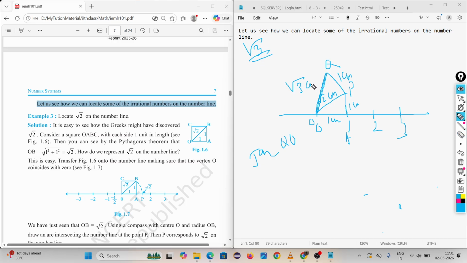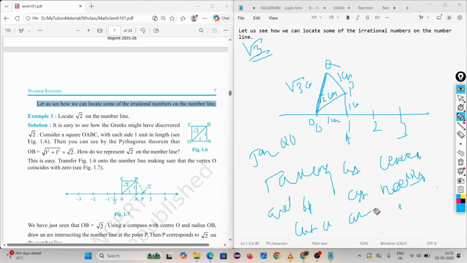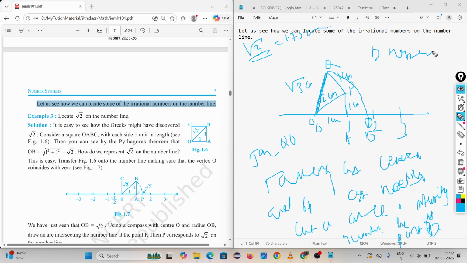Then, taking O as center and OP as radius, cut an arc intersecting the number line at point D. You know the value of root 3 is 1.732. So if you cut a point, it's point D. This is your root 3. D represents root 3.